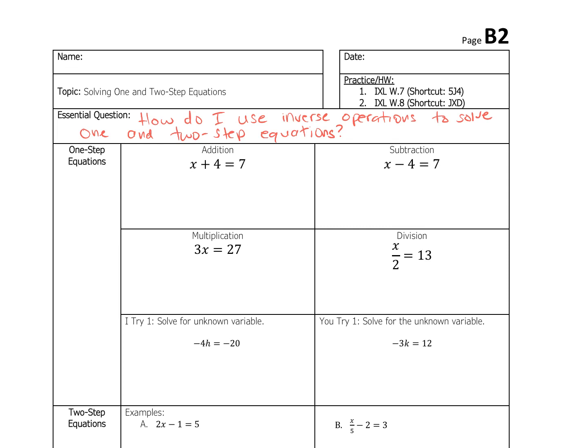So remember, inverse operations just means opposite of. So if I'm adding, the inverse is subtracting. If I'm subtracting, the inverse is to add. If I'm multiplying, the inverse is dividing. If I'm dividing, the inverse is multiplying. All right, so we're going to use these skills to help us solve one-step equations at first.